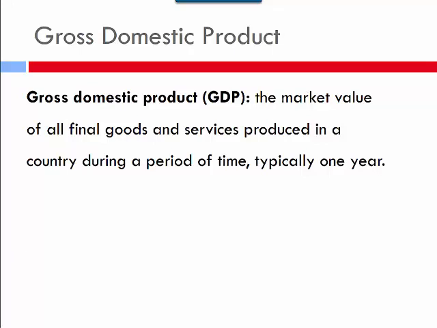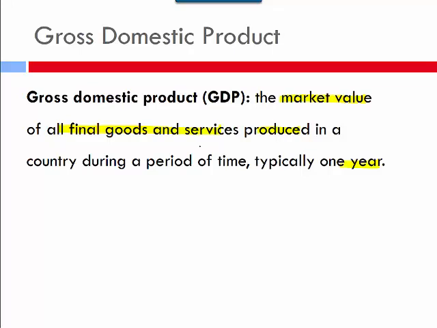Gross domestic product is the market value of all final goods and services produced in a country during a period of time. Typically that'll be a year, so we'll just go with a year. This means a couple of different things. The market value: not the cost of the inputs, not the cost to the producer, but what it would sell for. Final goods and services, which I'll talk about in a second, means not intermediate goods. It's what's produced, which is not necessarily what's sold, and it's in a particular period of time.